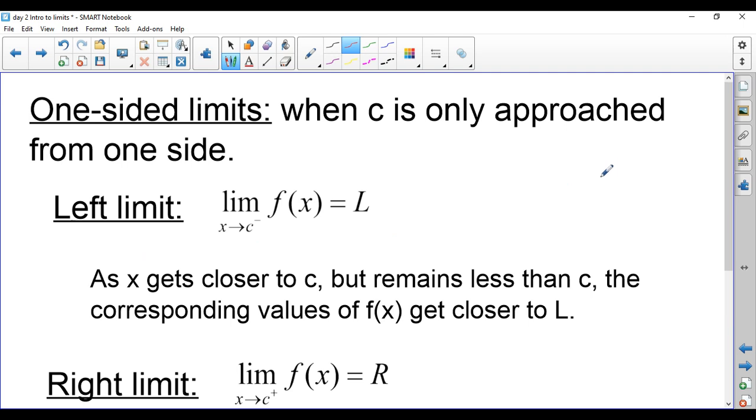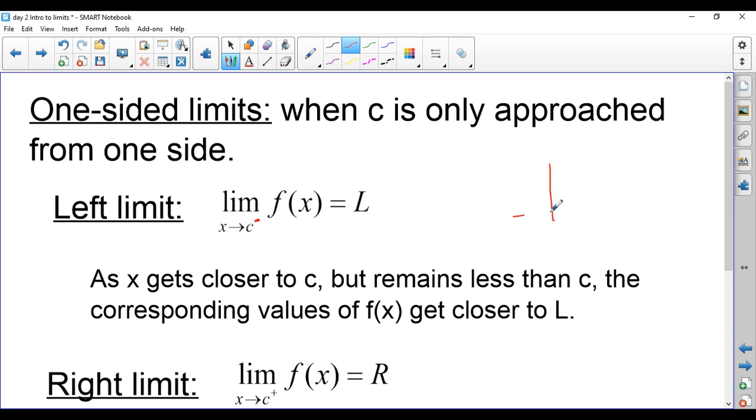We need to talk briefly about one-sided limits. When c is only approached from one side, we can talk about the left limit and the right limit. The left limit, the limit as x approaches c from the negative of f of x, is called L. What that means is as x gets closer to c but remains less than c, the corresponding values of f of x get closer to L.